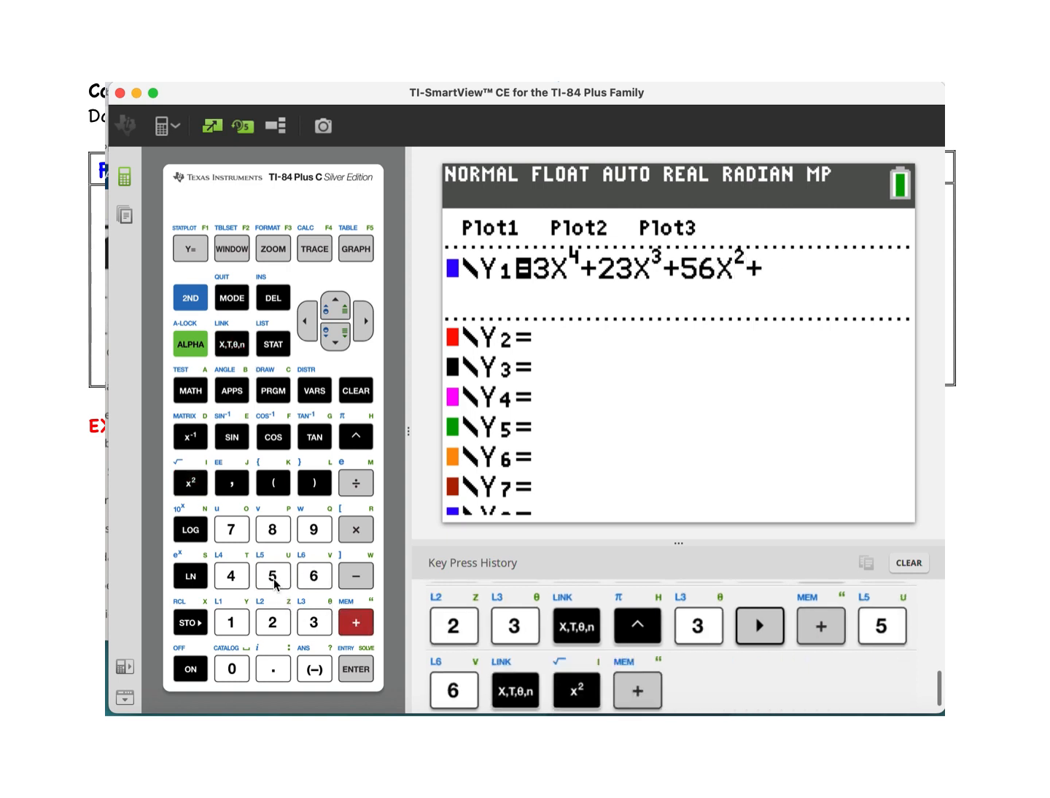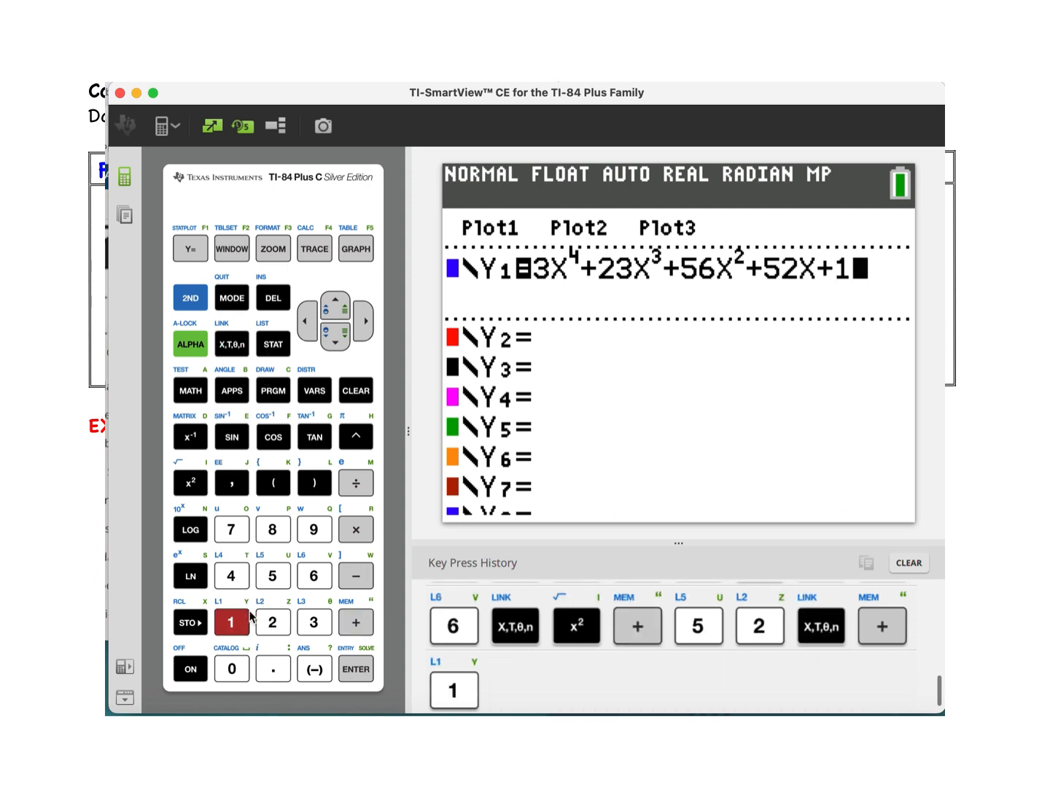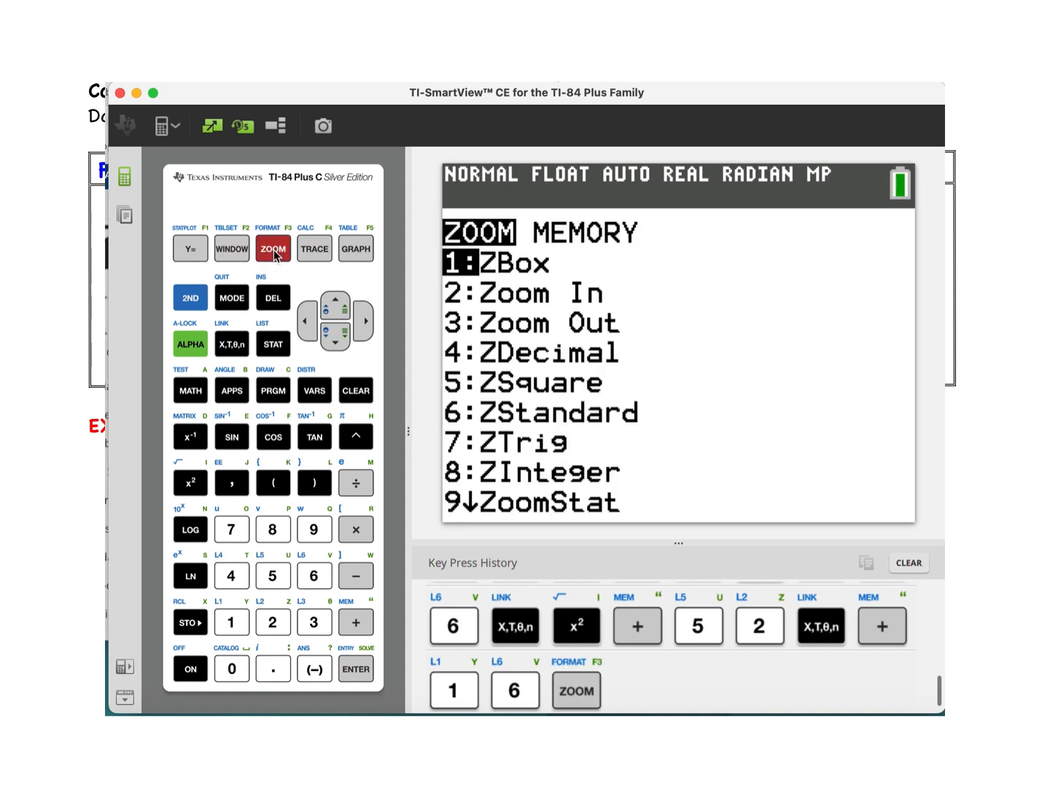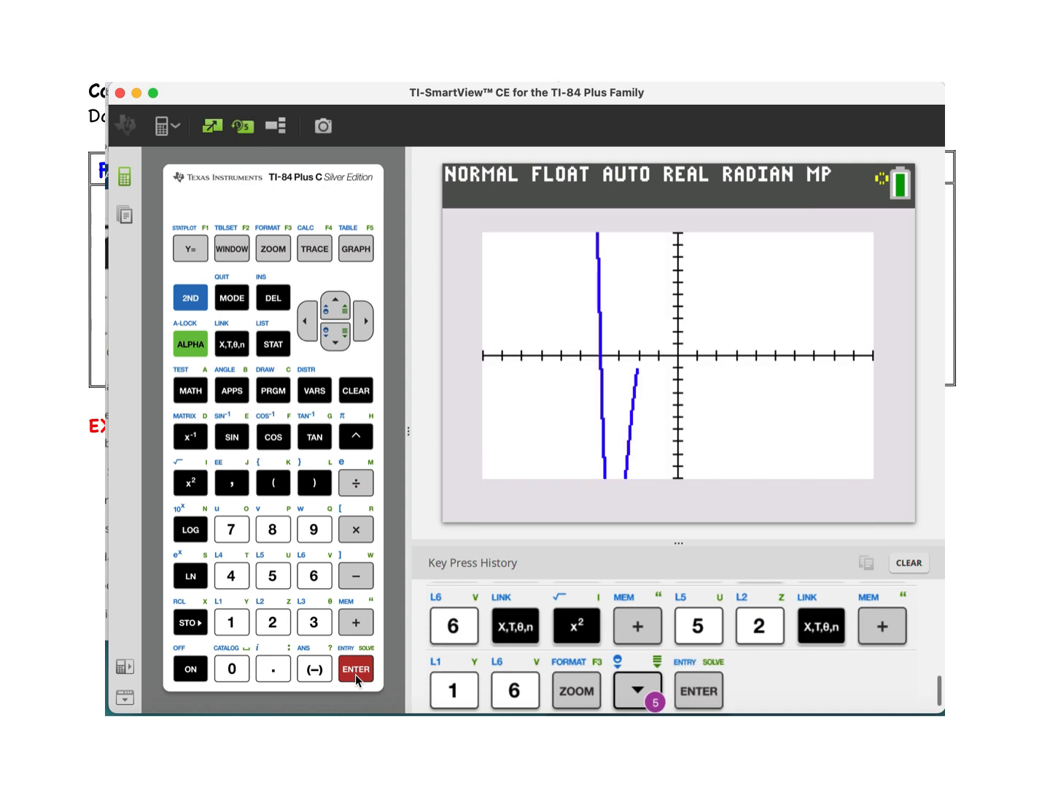So hit y equals and enter in the equation that you see. What you're going to do from here is you're going to hit zoom, the zoom button, right up here, and you're going to go down to the number 6. And you should see a graph. Do you see the same graph that I have up here?